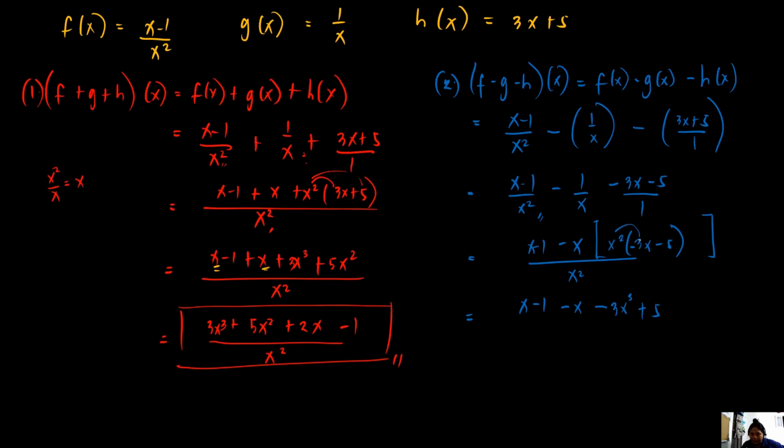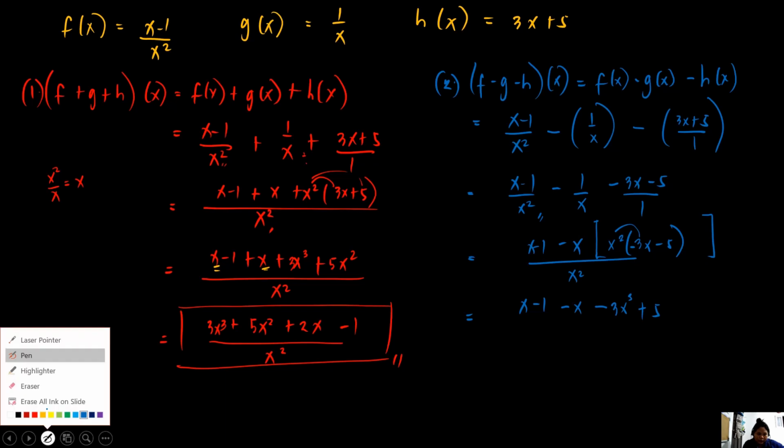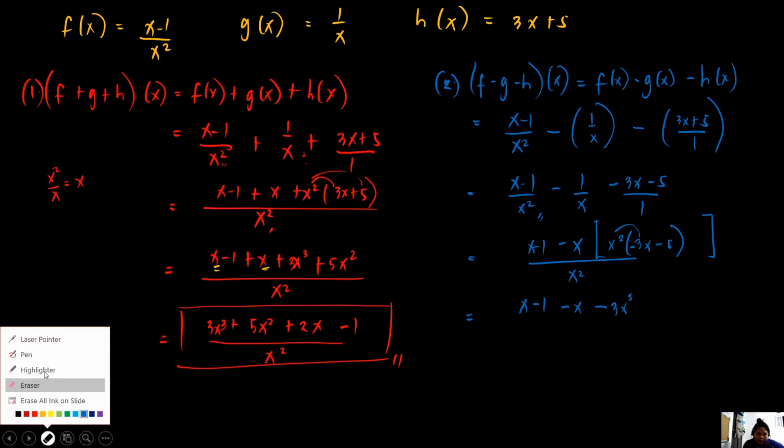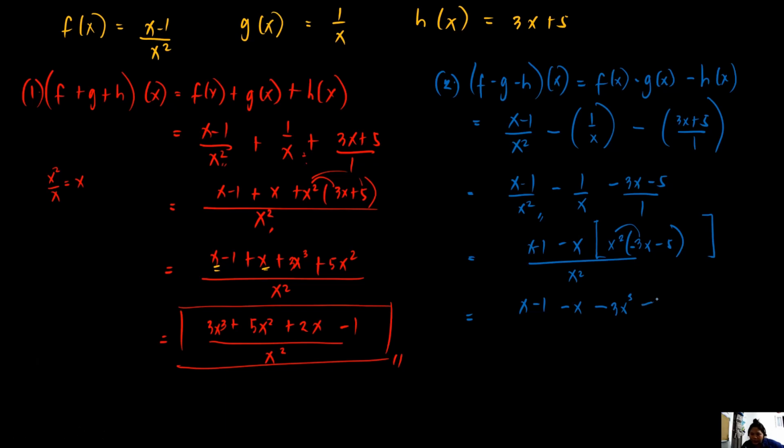So, pag dinistribute natin to, x squared minus 3x, we will have negative 3x cubed. X squared times negative 5, we will have negative 5x squared. Okay. So, let me erase this one. Okay. So, we will have negative 5x squared all over x squared. Then, let's combine like terms. Negative 3x cubed minus 5x squared.